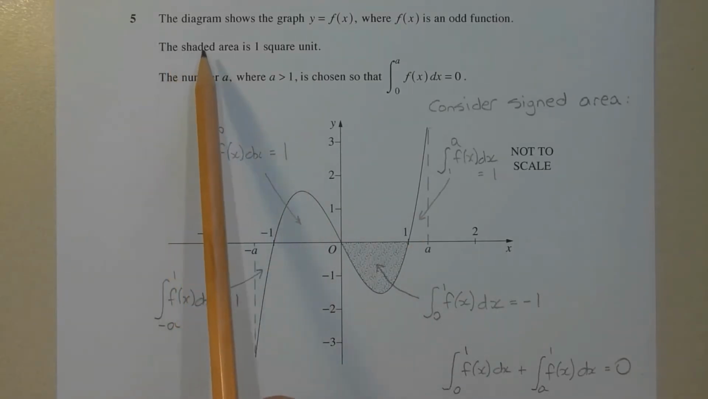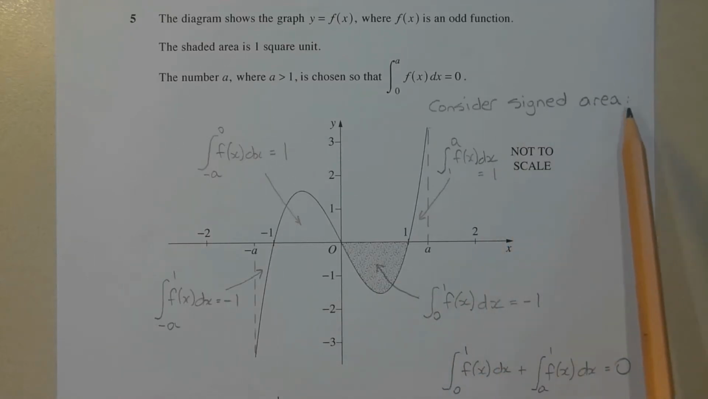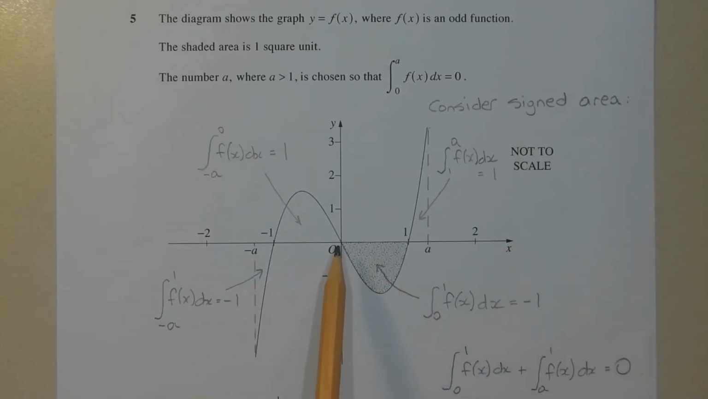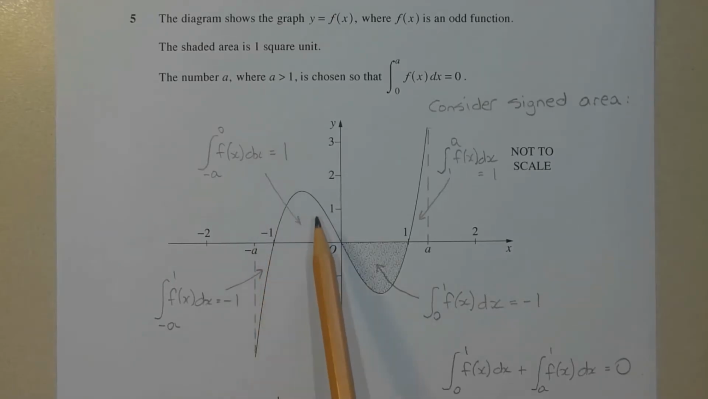Now the next clue is that the shaded area is 1 square unit. So if this was an area question, this would just equal 1. But because we're considering signed area, the area from 0 to 1, in fact, is -1. So the integral from 0 to 1 of f of x dx is equal to -1 when considering signed area. That means the integral from -1 to 0 will equal +1, since this function is odd. And this area here will cancel with this area here to give us 0.